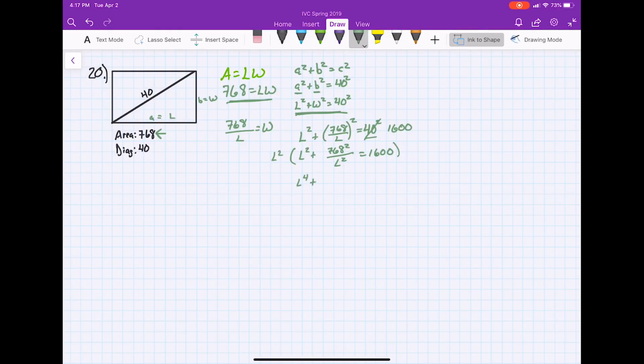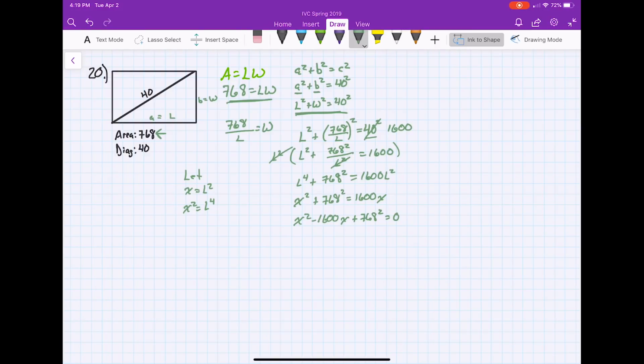So now we'll have L to the 4 plus 768 squared. That gets canceled out. These cancel each other out. But on this side, we still have to have 1600 L squared. So now let's just let x equal L squared. So that means x squared is equal to L to the 4th. So now we can make this look like what we're used to seeing, but x squared plus 768 squared, 1600x. So we reorganize this to be x squared minus 1600x plus 768 squared equals 0.